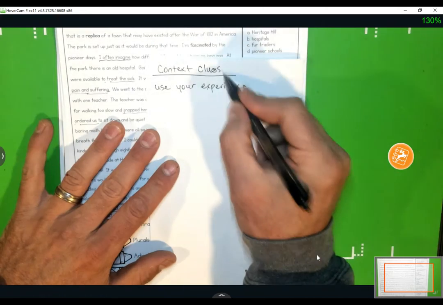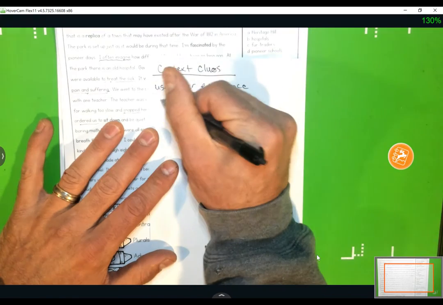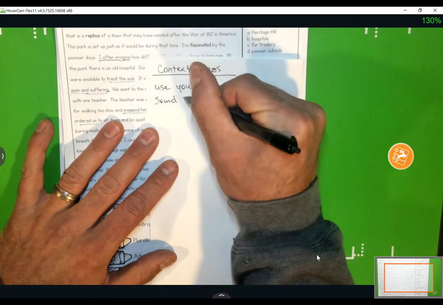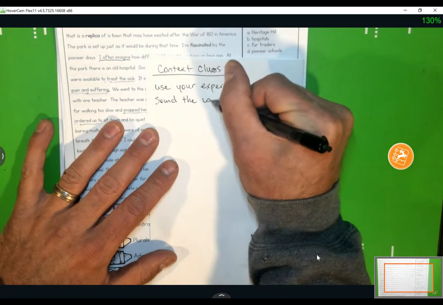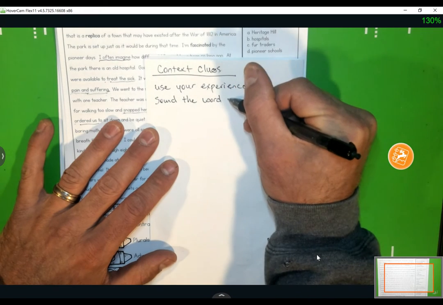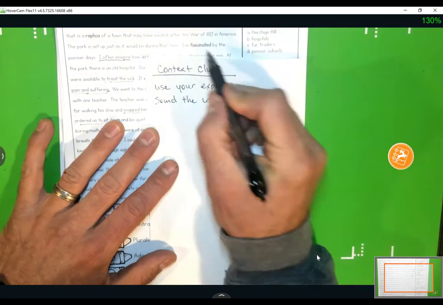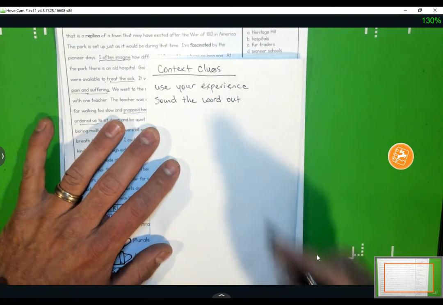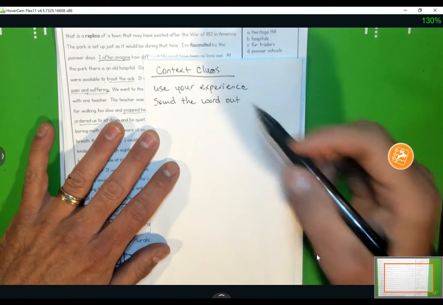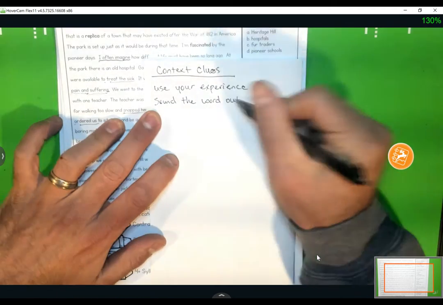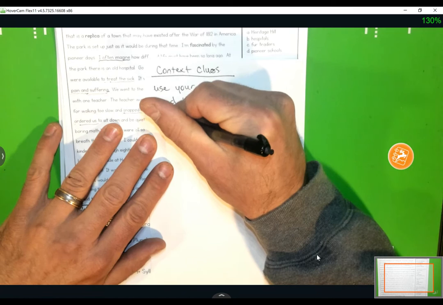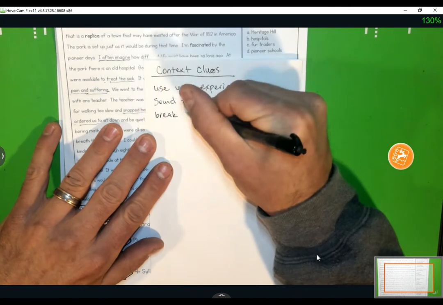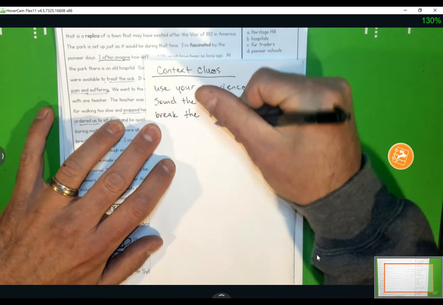You also want to think about the word itself. Can you say the word? Sound the word out. And when you sound the word out, you can start to break apart the word into other words that you might know. So after sounding the word out, you can break the word up into syllables.